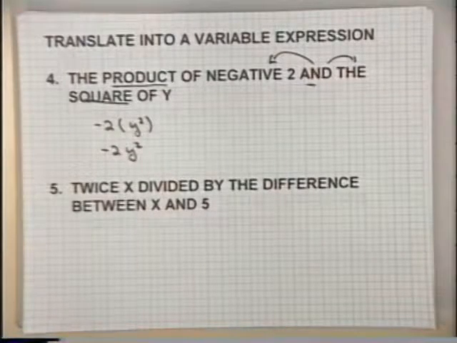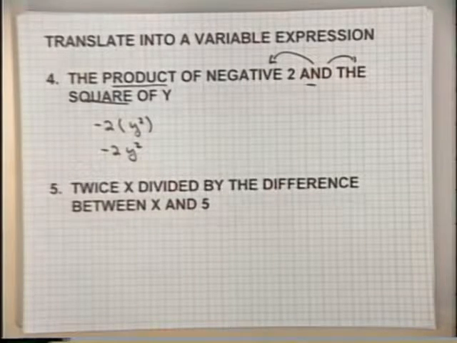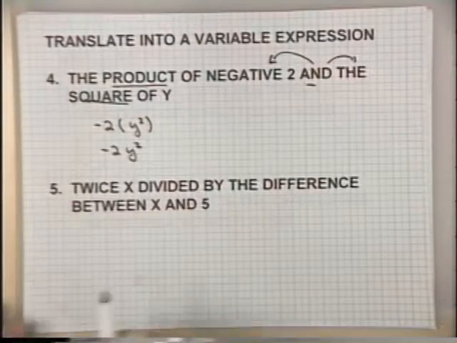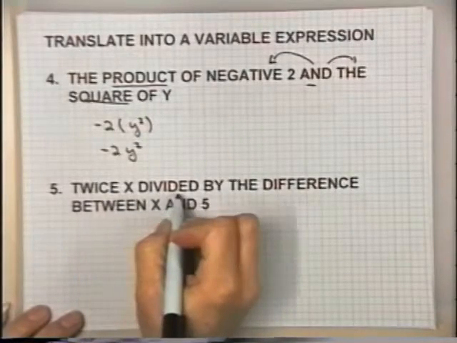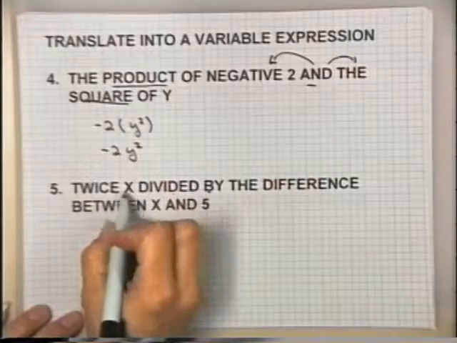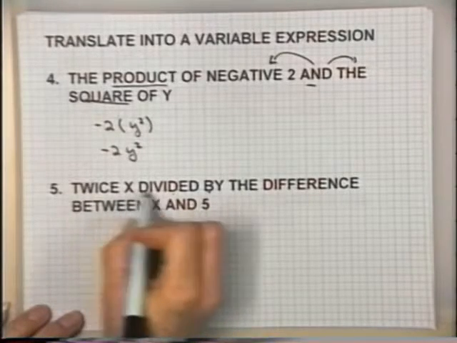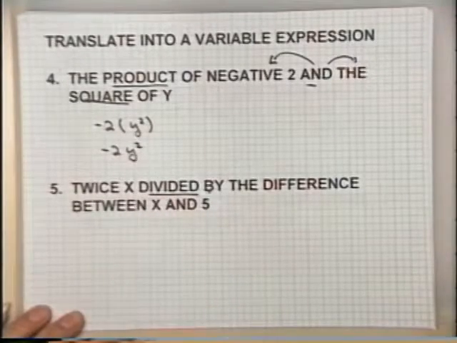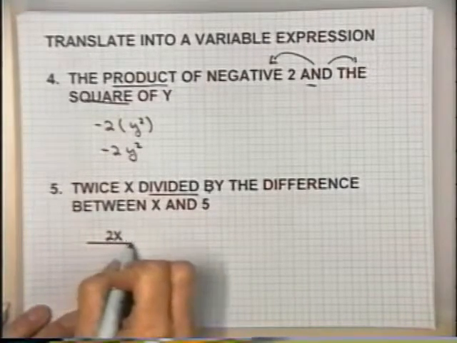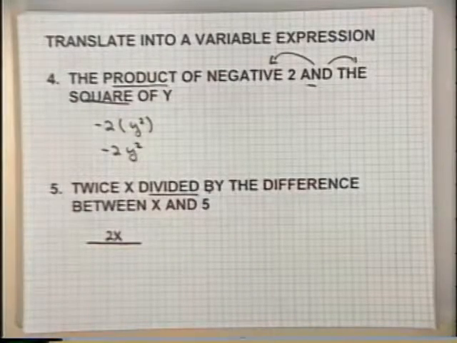Number 5, we have twice x divided by the difference between x and 5. Now this sounds rather complicated, so let's take our time and work this a little bit at a time. Twice x is being divided by something. Twice x, remember, is a way of saying 2 times x. So our first operation we're doing is division. We have twice x, or 2 times x, being divided by something. We're going to use that fraction bar to indicate what we're dividing by.